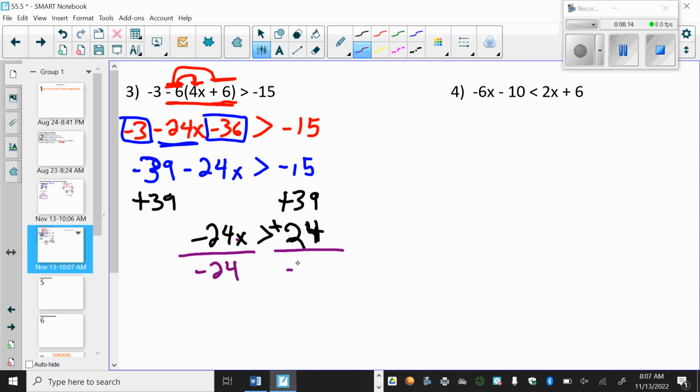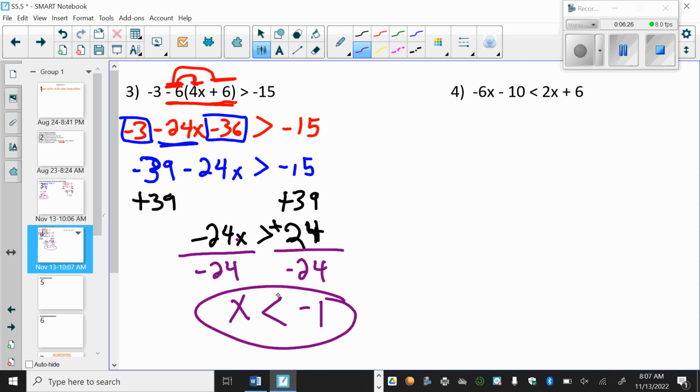So before I write my answer, I'm going to flip my sign. So now it's the less than sign. That's going to leave me 1x on this side. Positive 24 divided by negative 24 is negative 1. All right. Last step. Question 4.